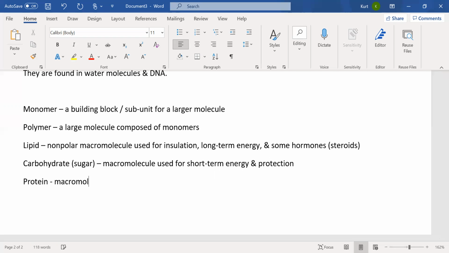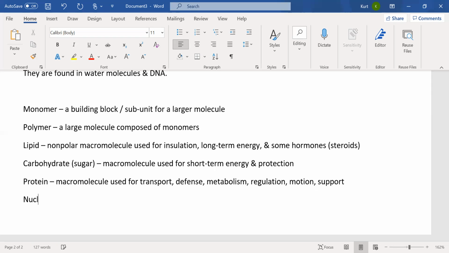Okay. Next, we have protein. Protein is a macromolecule used for, let's see when we get all 6: transport, defense, metabolism, regulation, motion, and support. All right. You could skip dehydrate. Oh no, we're still on nucleic acid.